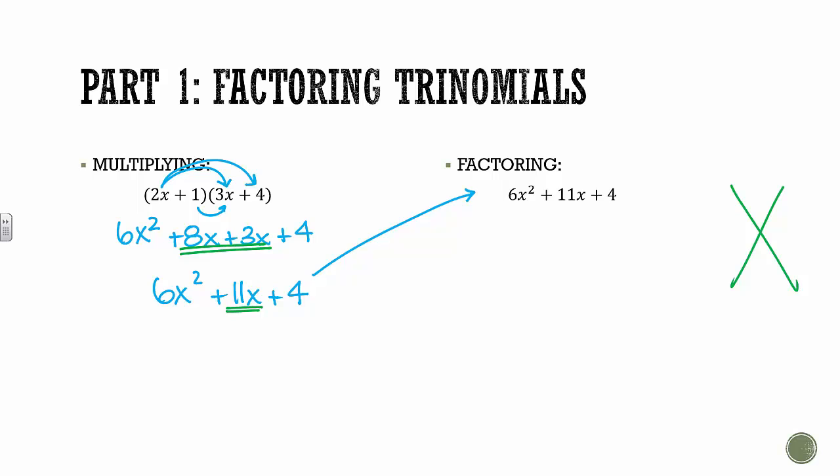So now we want two numbers. They still have to add to make the number in the middle, so 11. But we want them to multiply to 6 times 4, or 24. And stop and think about this. 8 and 3 add to make 11. But if you multiply 8 and 3, you get 24. So the 8 and the 3 are the numbers we want. And remember, that tells us how to break this up.